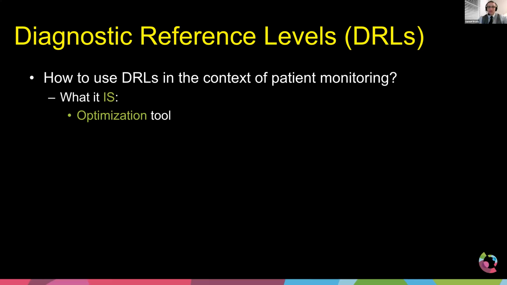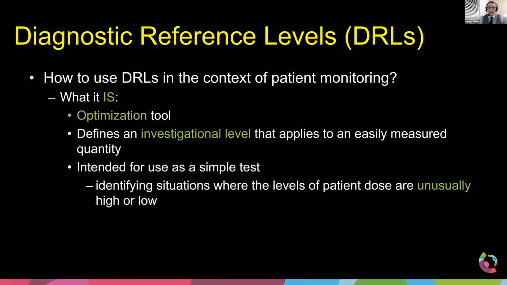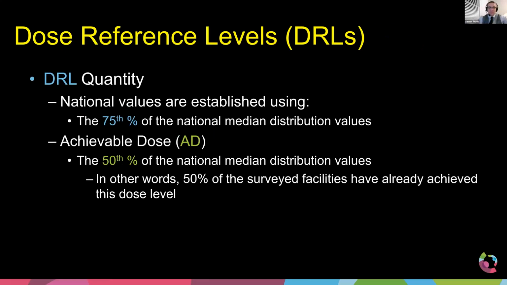How should we use it? Well, it's an optimization tool, and I'm going to give you examples of that today. It defines a level, or helps us define a level. Remember, I say it's like a line in the sand. It's a point where we say, okay, if we're over that line, we should look at things. We should investigate. It's simply meant to be a test, and it's helping us find unusually high values or unusually low values.